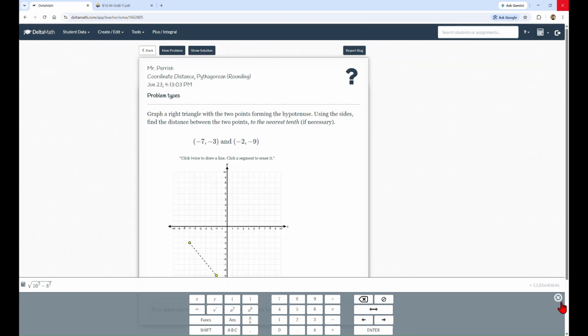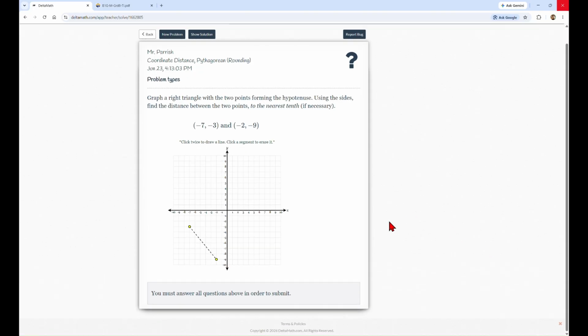Okay, now let's go back, and we're going to do a coordinate distance problem with rounding. On these problems, this is essentially going to be using the Pythagorean theorem to find the distance of the hypotenuse, which is going to be between 2 points on a coordinate plane. So you're using the distance formula. As the problem instructs, create a right triangle. Graph a right triangle with the 2 points. So you can either go down or you can go right. So we're going to try going right.